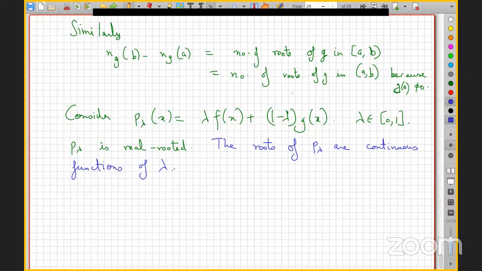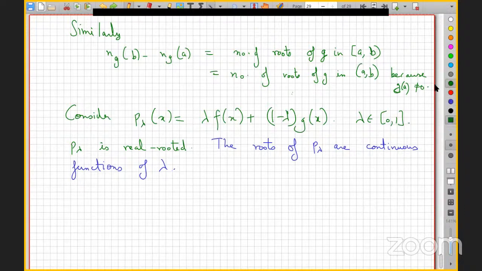But can't we just order the roots and look at the largest root? Yeah, that is one way. But this is true even in complex numbers, and the largest root is maybe not meaningful there. So this is true even for complex roots. We are just using it for real roots. Yeah, because you said P lambda is real rooted, right? Yeah. So this does not require the real rootedness.